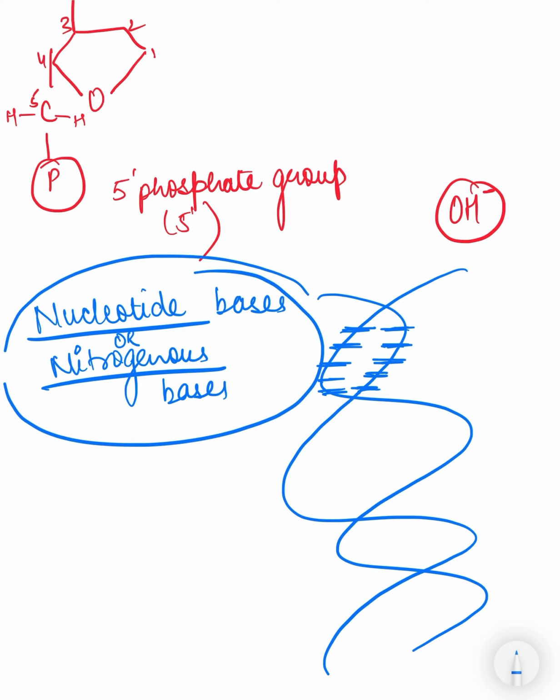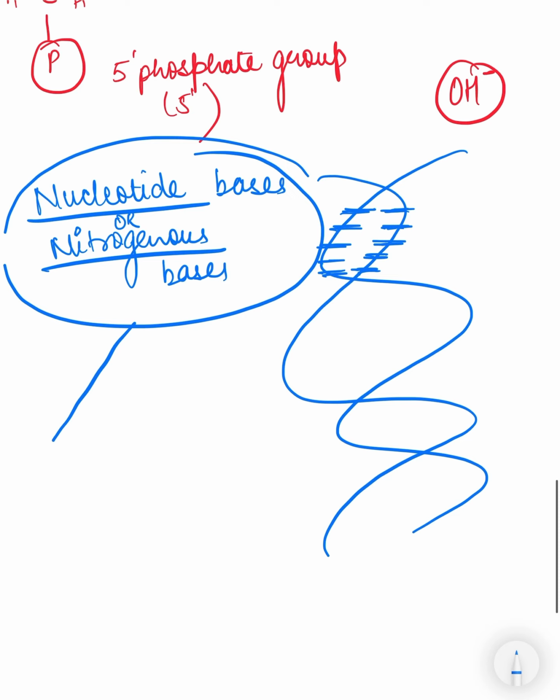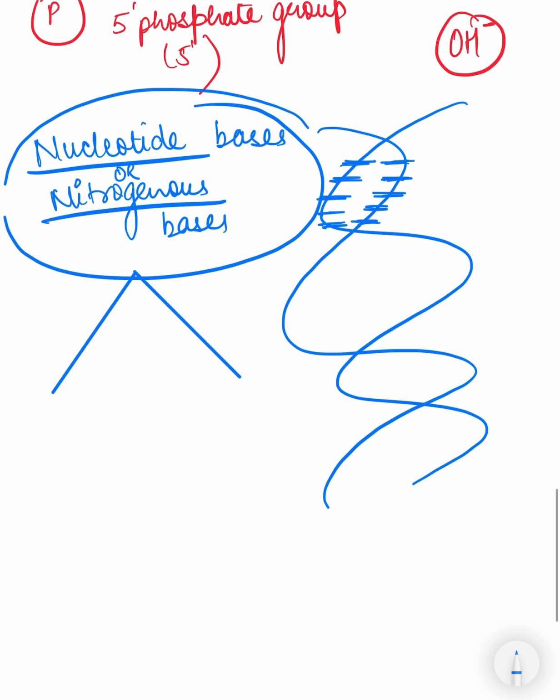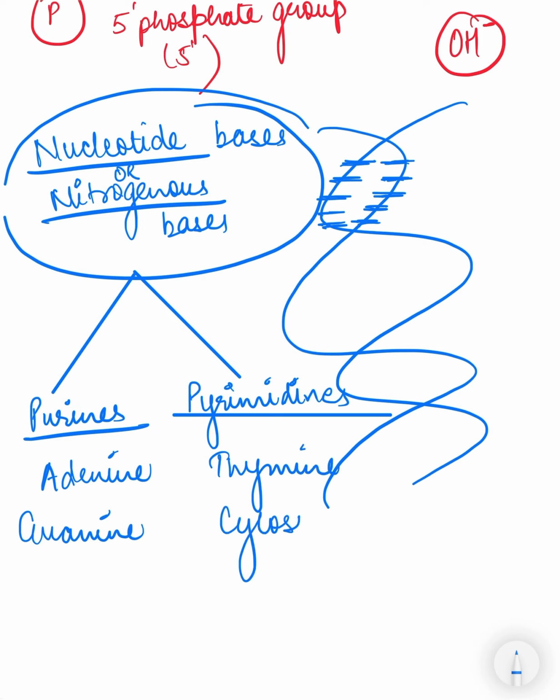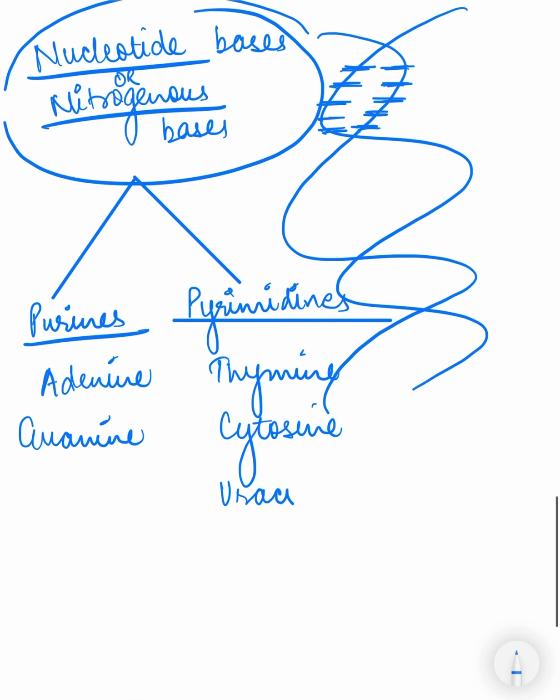Now let's talk about these nitrogenous bases. First of all, we have two types of nitrogenous bases. First is purines and second is pyrimidines. In purines, we have two types of bases, adenine and guanine. In pyrimidines, we have three types of bases, thymine and cytosine, and the last is uracil. These are the three bases that we have here.